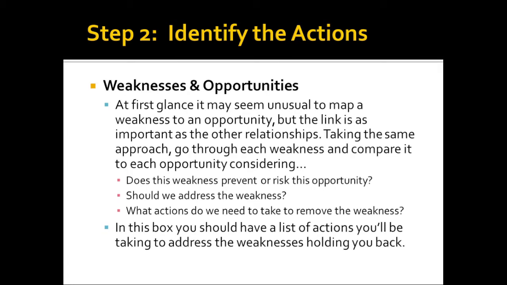Then still on step number 2, weaknesses and opportunities. At first glance, it may seem unusual to map a weakness to an opportunity, but the link is as important as the other relationships. Taking the same approach, go through each weakness and compare it to each opportunity, considering: does this weakness prevent or risk this opportunity? So we have this opportunity, but we have this weakness. Does this weakness prevent us from taking advantage of this opportunity?